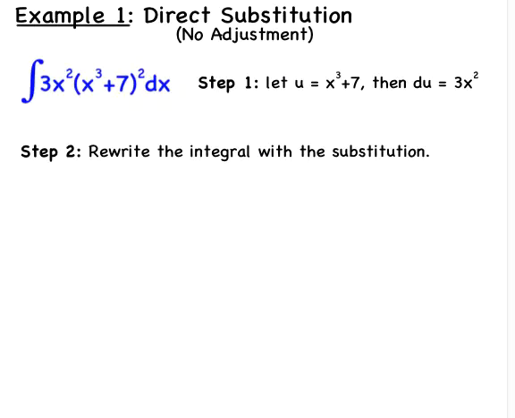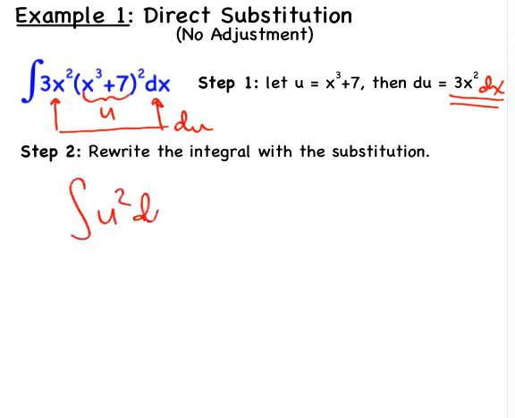So if we come back to our problem and we continue with this, we see that x cubed plus 7 is going to be replaced by the u variable, and the dx is missing here. We see that the 3x squared dx, here's our 3x squared, here's our dx, all of that we're going to trade for du. So this integral can now be expressed as u squared du, where the u is x cubed plus 7 raised to the second power, and the du replaces the 3x squared dx.